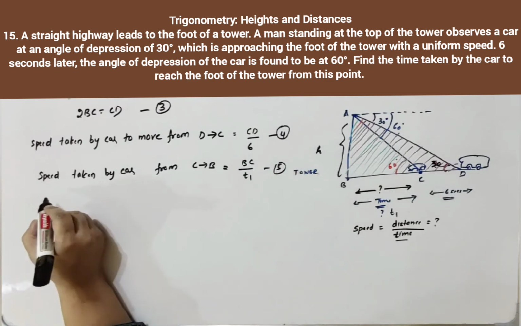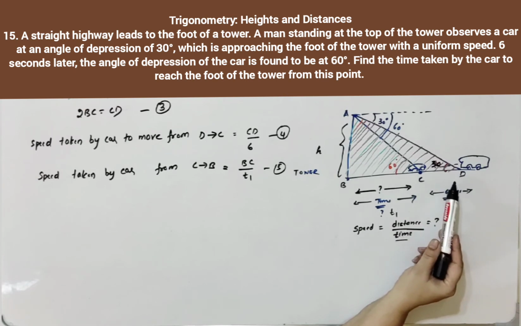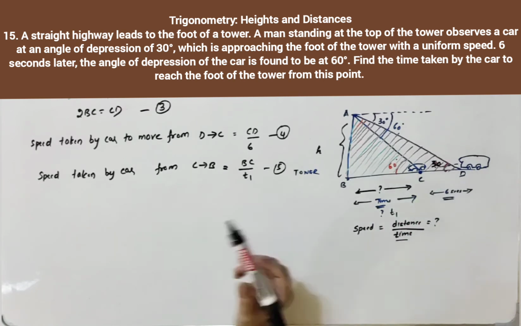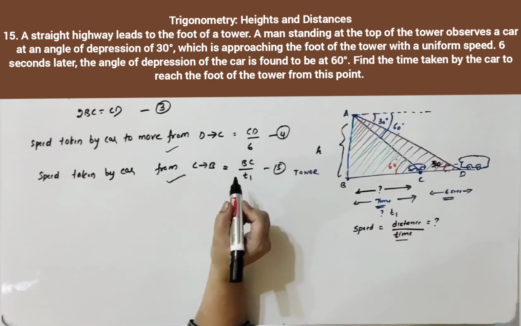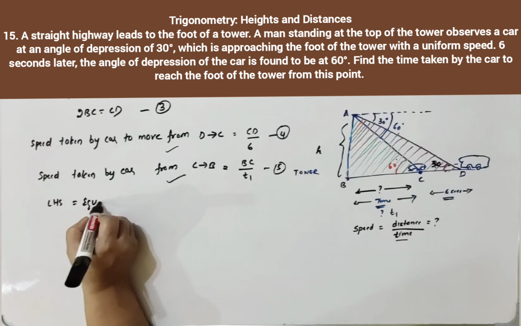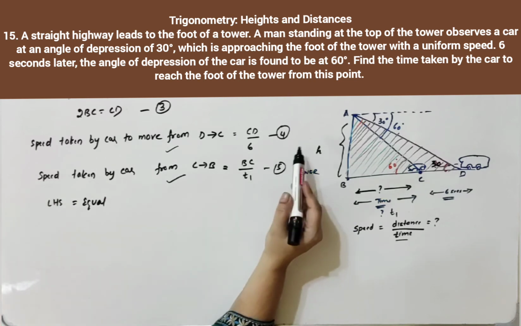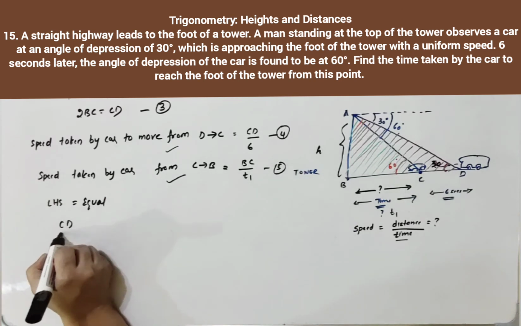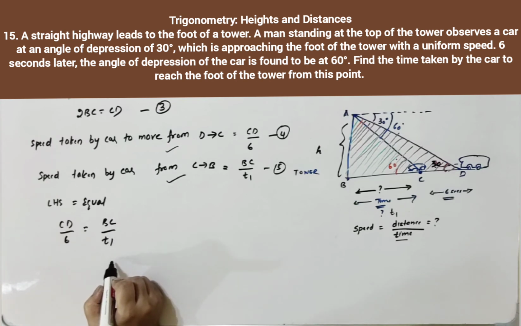From 4 and 5, speed is the same, right? The car is moving at a uniform speed from D to B. There is no variation in the speed. So speed from D to C and speed from C to B is equal. So LHS is equal, so RHS also will be equal. What is RHS for equation 4 and 5? CD by 6 is BC by T1. So both of these are going to be equal.